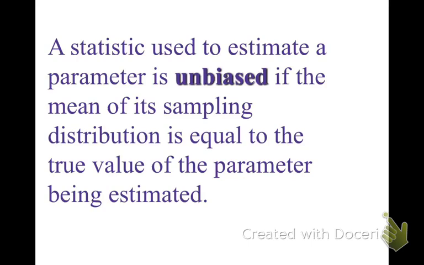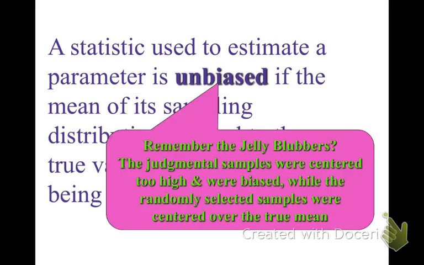Remember when we talked about our jelly blubbers? When we first did the jelly blubber experiment in the first semester, the judgmental samples were centered way too high, and they were biased. When I asked you to pick jelly blubbers that you judged were best representative of all the population, we were all over the place. But when we randomly selected samples, and we plotted all of the possible samples that we took from students in our classes, we noticed that the mean of all of those samples was centered over the true mean. This is what we mean by an unbiased statistic.